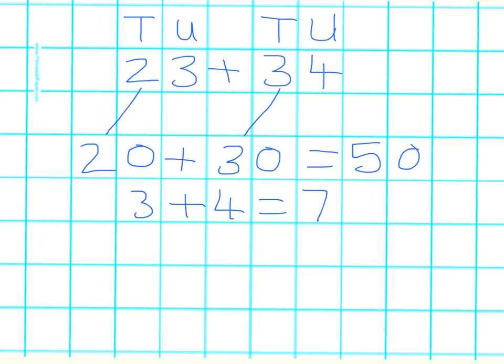Then recombine by taking the two answers and adding them together. 50 add 7 equals 57. When using three-digit numbers, we need to be more careful.